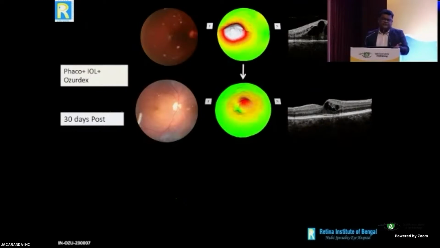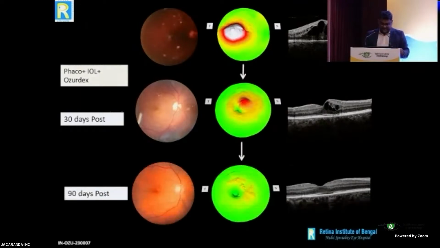We usually give in our center the Ozurdex 2 weeks before, because I give the Ozurdex and the phaco surgery is done by my colleague. And this is 30 days after the phaco surgery. You can see a beautiful resolution of the DME, though there is some IRF, but we know this drug has a sustained effect. Sure enough, after 3 months, you can see the fluid has disappeared so nicely.